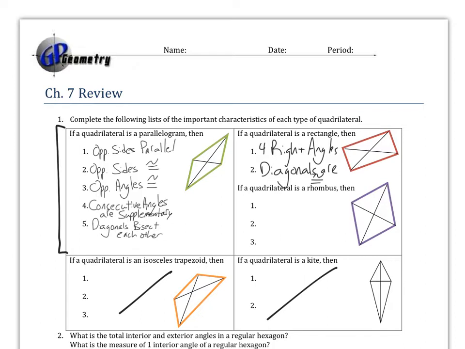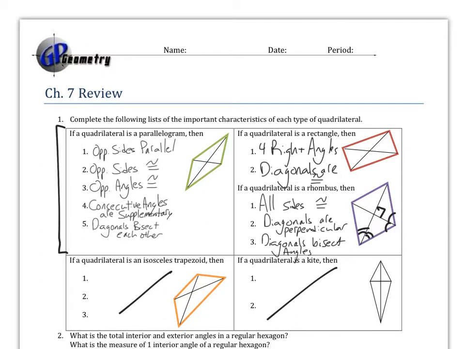So now we have our rhombus. A rhombus has a couple special things about its sides and its diagonals. And that is that all sides are congruent. The diagonals are perpendicular. We got 90 degrees going on here. And we know that they bisect the angles, so these angles are the same, and these angles are congruent. Okay, that's special about a rhombus. So we want to have those down. Make sure you're ready for those on the test, all right?